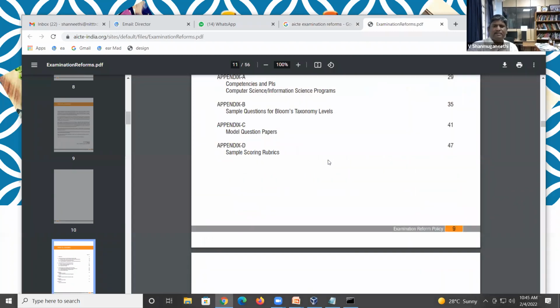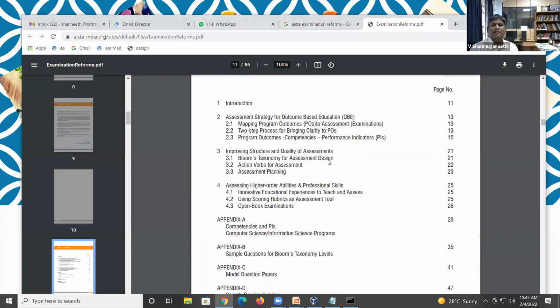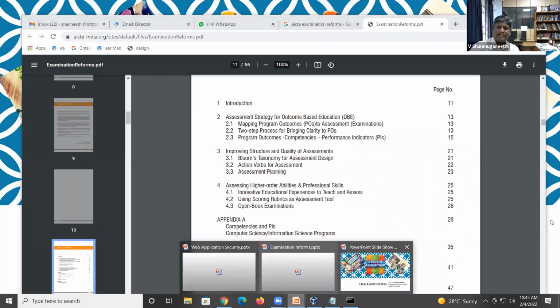So they have given some detail, like how the PO mapping with the learning outcome needs to be done, and how to improve the quality of assessment with the revised Bloom's taxonomy, assessing the hierarchy of the student. Okay, so all these things they have discussed. As an academician, you can go through this examination reforms document released by AICTE, which we are going to discuss in the next session.